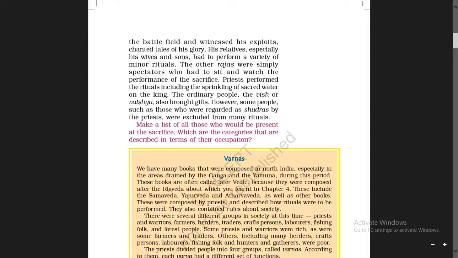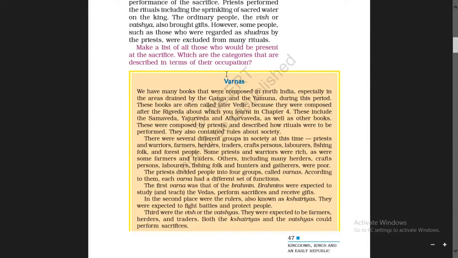However, some people, such as those who were regarded as Shudras by the priests, were excluded from many rituals. So this is another caste of Hinduism. We know that means Brahman, Shudras, Kshatriyas, Vaishyas. These are the four castes of Hindus. In this ritual, the Shudras were excluded by the priests from many rituals. They were not allowed by the priests in many rituals.